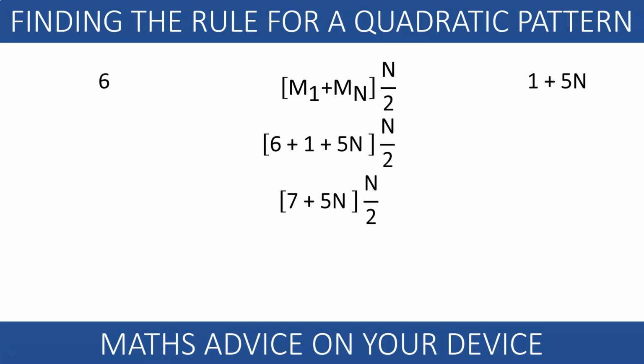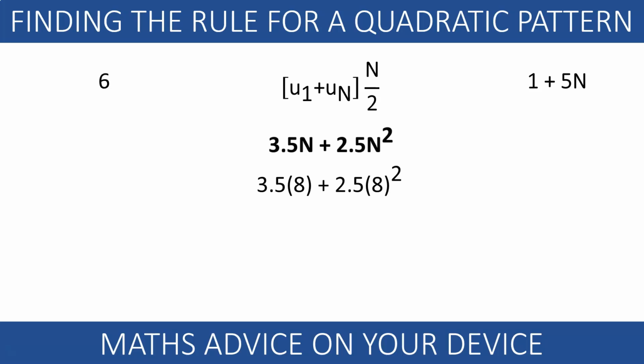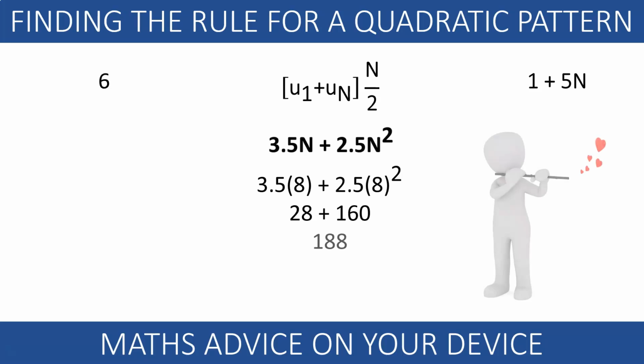Dividing each term by 2, multiplying it by n leads to the quadratic rule. You can check that this quadratic rule will return 188 matches to make the first 8 patterns by replacing n with 8. This is a very intuitive way to obtain the rule for a quadratic pattern.